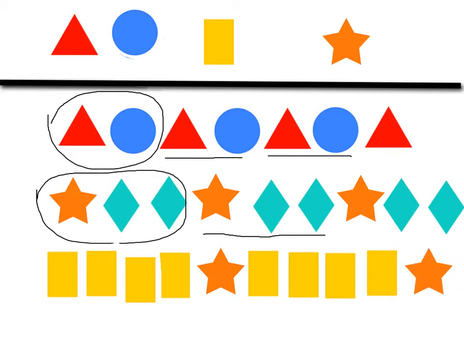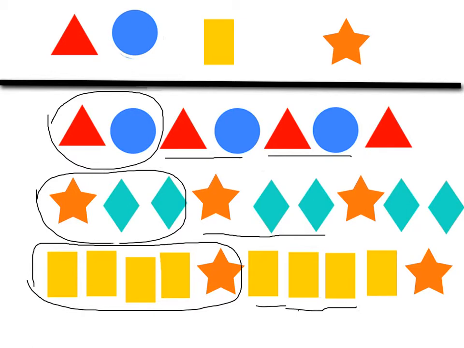Okay, let's look at this pattern. So we've got a rectangle, rectangle, rectangle, rectangle, star. Rectangle, rectangle, rectangle, rectangle, star. Okay, so what part of this pattern repeats? Have you worked it out? Did you say rectangle, rectangle, rectangle, star? You would be right, because that is the part of the pattern that repeats. Look, let's check here. Rectangle, rectangle, rectangle, rectangle, star. Well done. All right, let's move on to something more challenging.